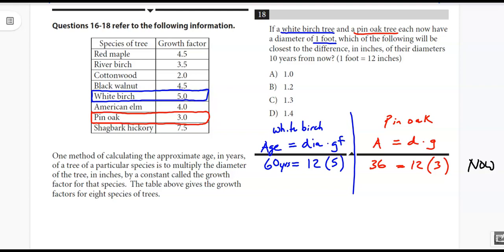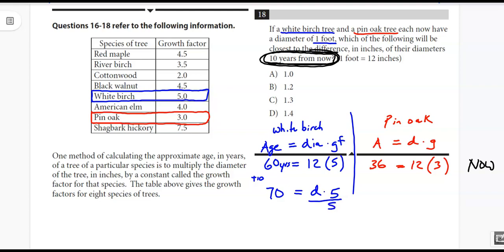Well, then the question changes and it says, which of the following will be closest to the difference 10 years from now? This is key: 10 years from now. So let's use this information. Ten years from now, the white birch is going to be 70 years old if we add 10 years. The growth factor is still 5, but we're missing the diameter. So we need to solve for the diameter.